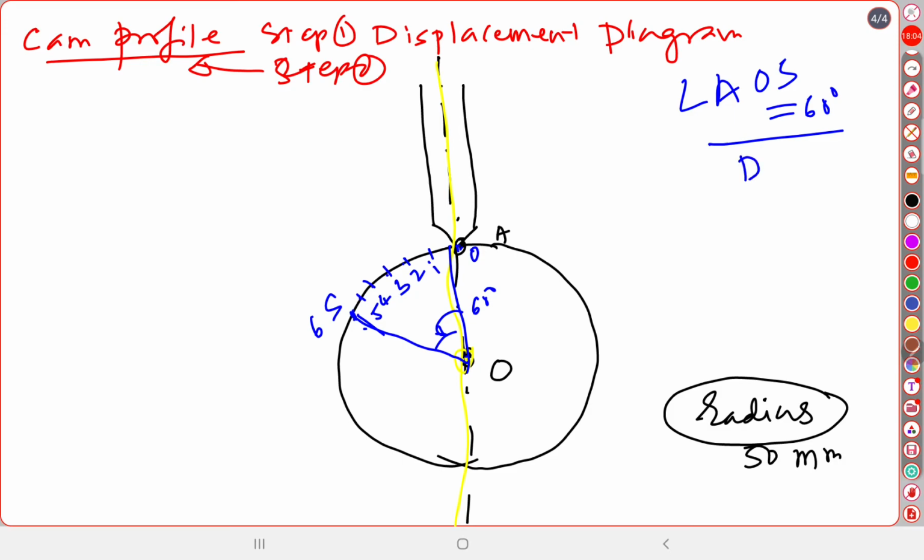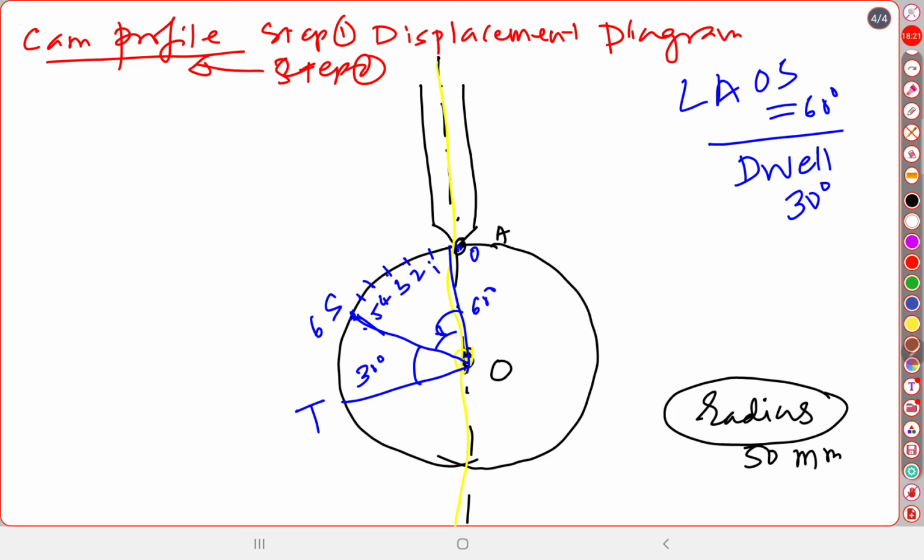After that there is a dwell given in this problem. Dwell is nothing but 30 degree. So I have to plot angle SOT. This is nothing but the dwell of 30 degree. SOT is the dwell angle of 30 degree.